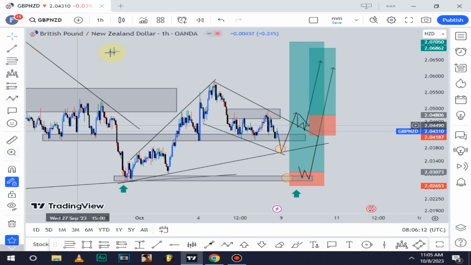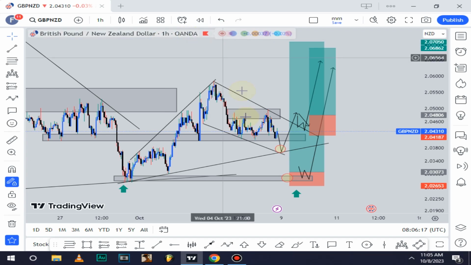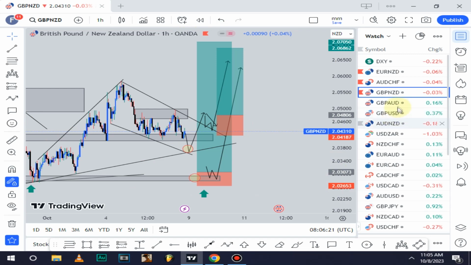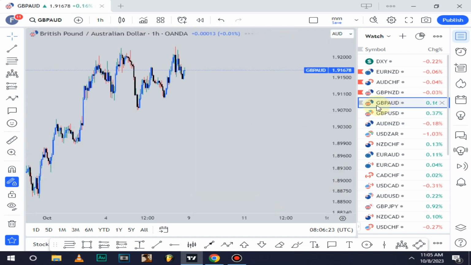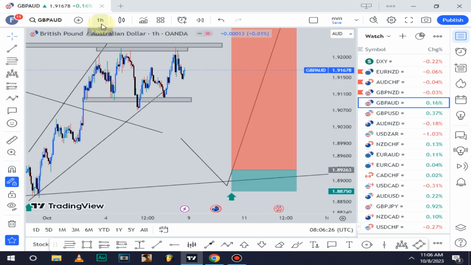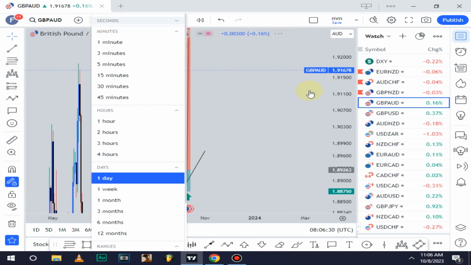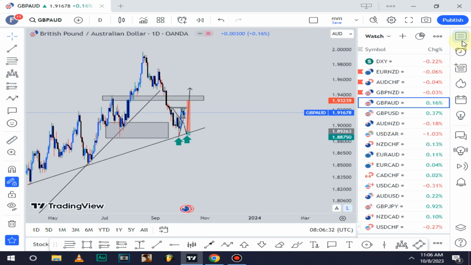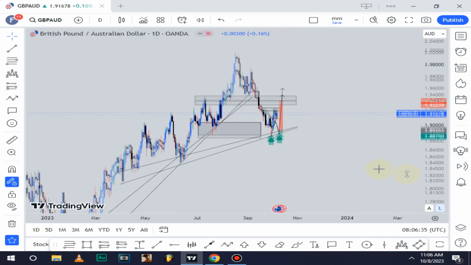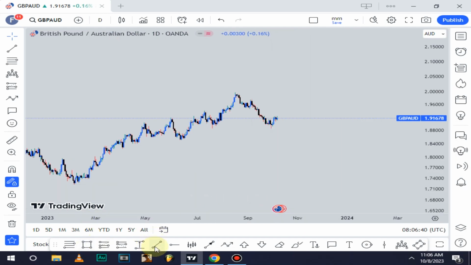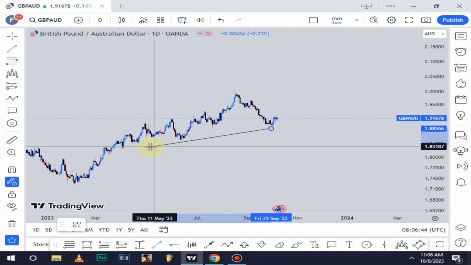So British pound, that is GBP against NZD, I have that marked on my watch list. So let's continue. GBP Aussie, let me see if I can get something out of that. Okay, let's go. GBP Aussie, let's see. Let me just start from this zone and see.